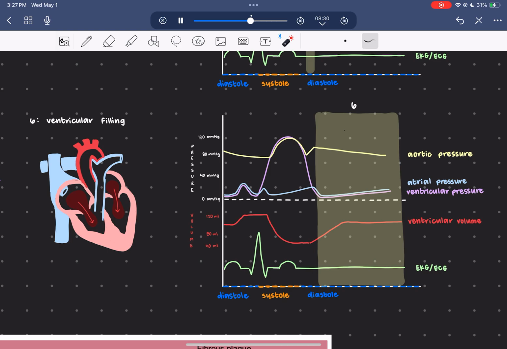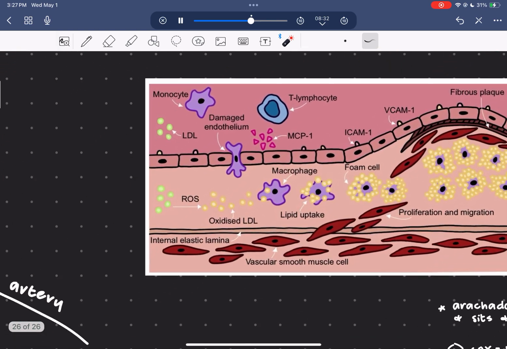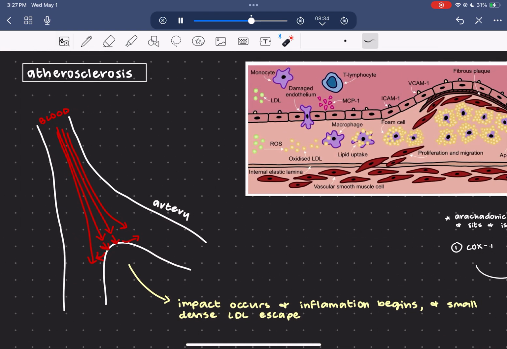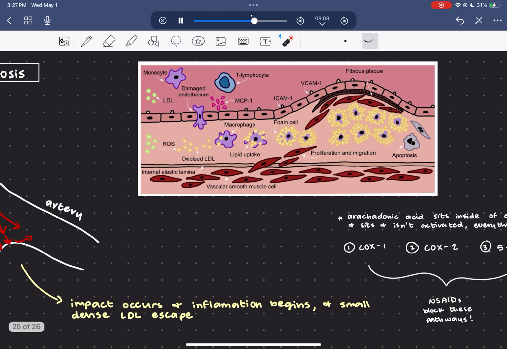Hopefully that made sense. Now, when looking at atherosclerosis, we're going to see that this is a huge inflammatory process. When the blood is constantly hitting a certain place over and over and over again, inflammation is going to occur. And so at the impact site, inflammation begins, and this can release small, dense LDL, which actually kind of escapes. It doesn't release, it's just escaping.